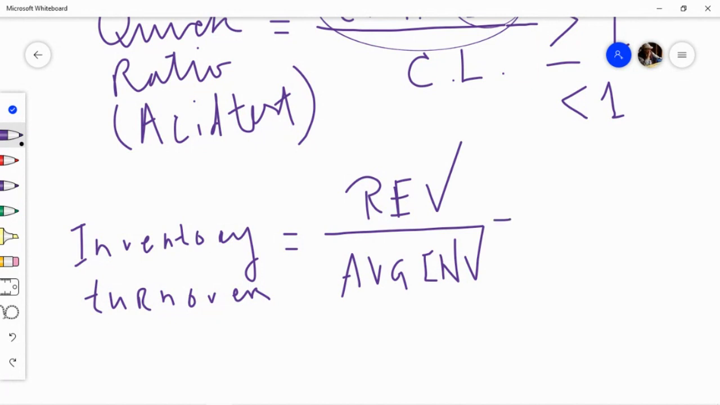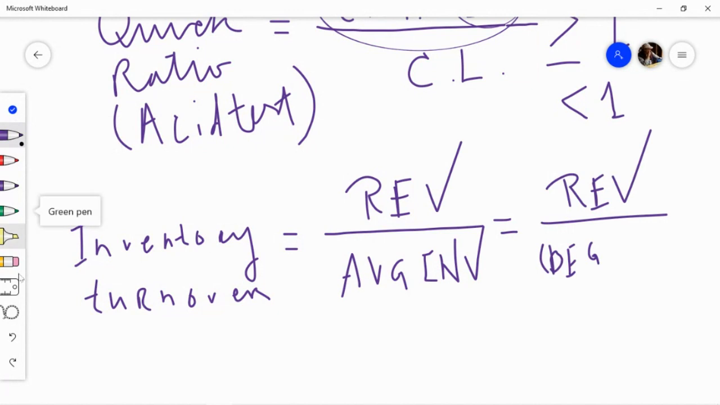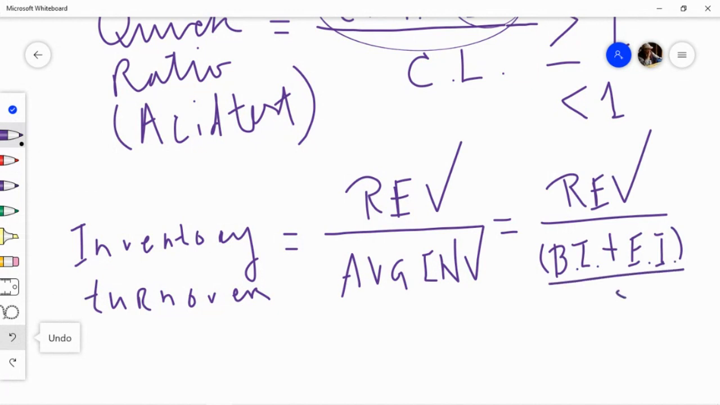And what is average inventory? Average inventory is basically beginning inventory, I'll just call it BI, beginning inventory, plus ending inventory, divided by 2, right? That's the average inventory.